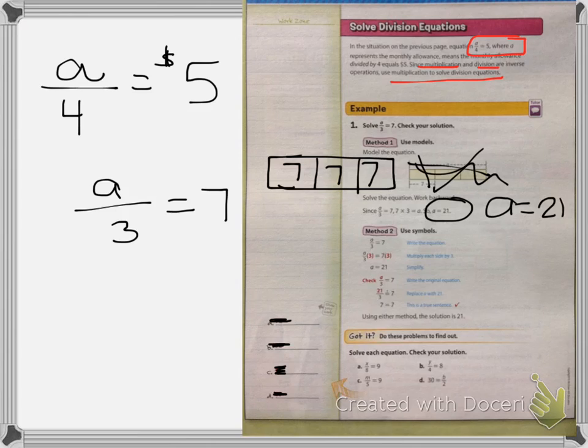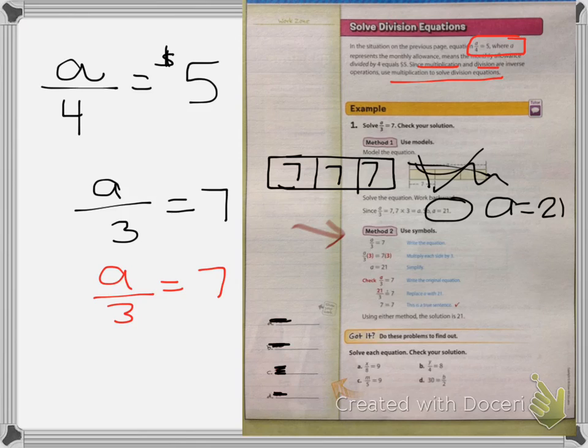So let's go ahead and look at method 2, which you'll see is right down here. For method 2, this is going to be how you'll see it in algebra. So you have the same problem, A divided by 3 equals 7. And now what they're going to say is, okay, first, remember in our last video how I said you have to first identify the variable. The variable in this problem is A. Then you have to next identify what's being done to A.